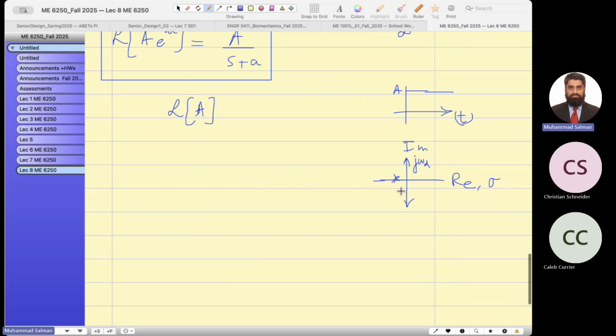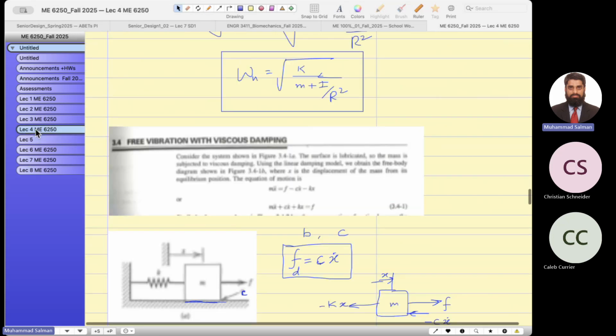For example, if the roots are located on the real axis, they don't have any oscillation factor, or zeta is equal to 1 or greater than 1. But if they're in the complex plane, the time response looks like oscillatory functions. And if the roots are located on the imaginary line, there is no damping at all. So we will study it. I believe I mentioned it in a previous lecture.